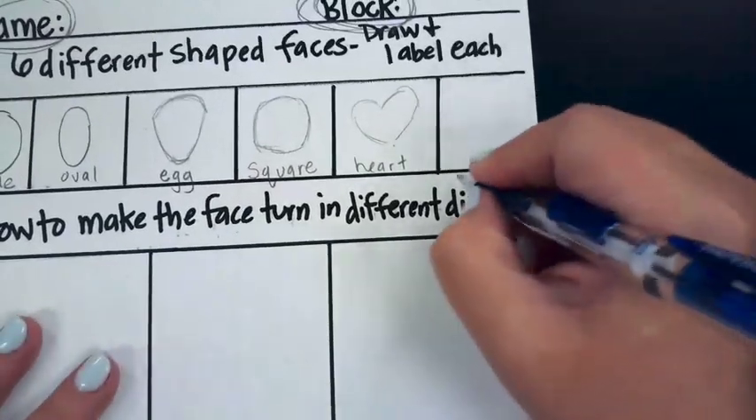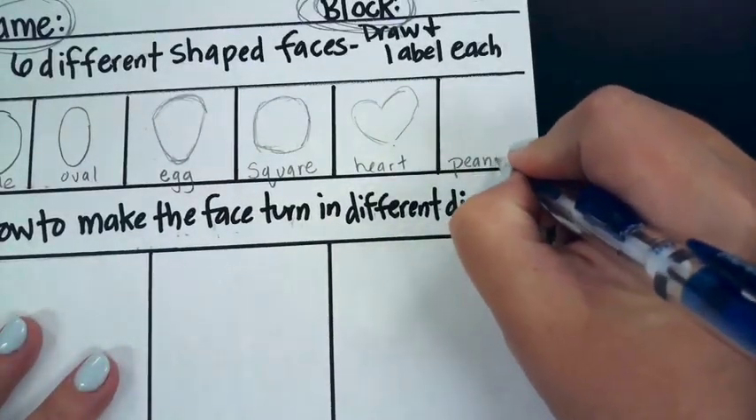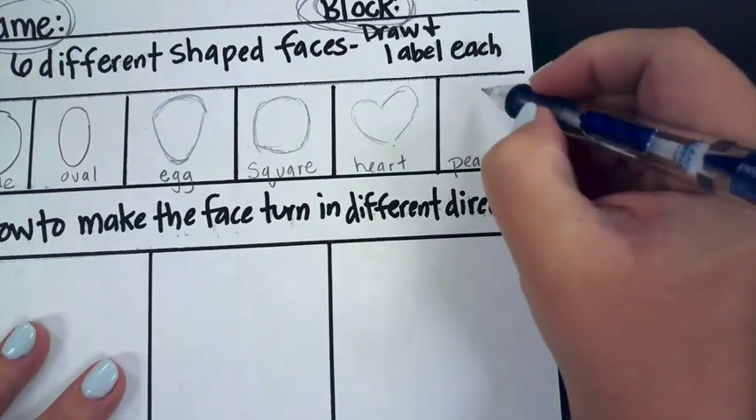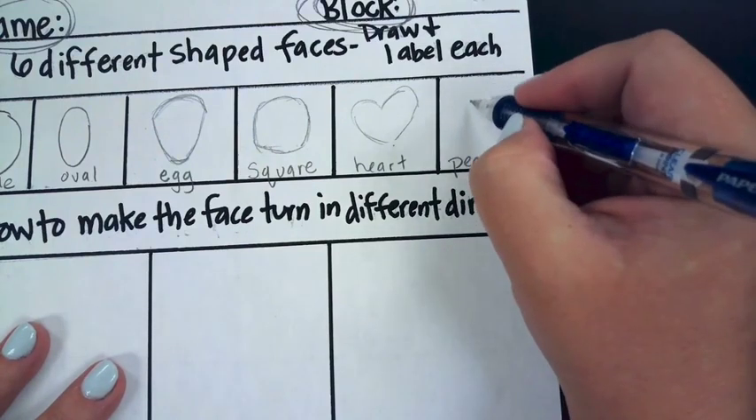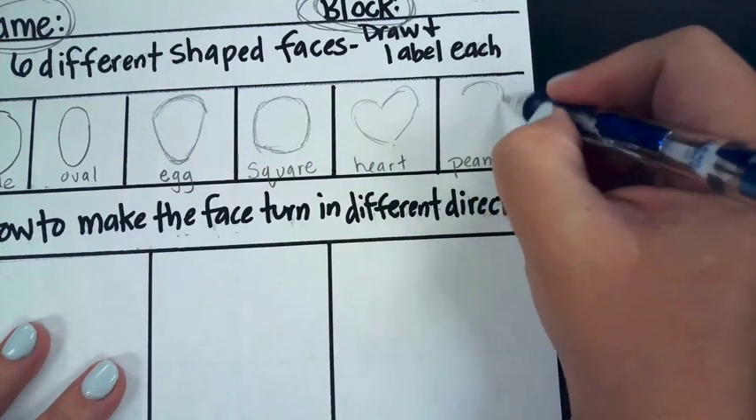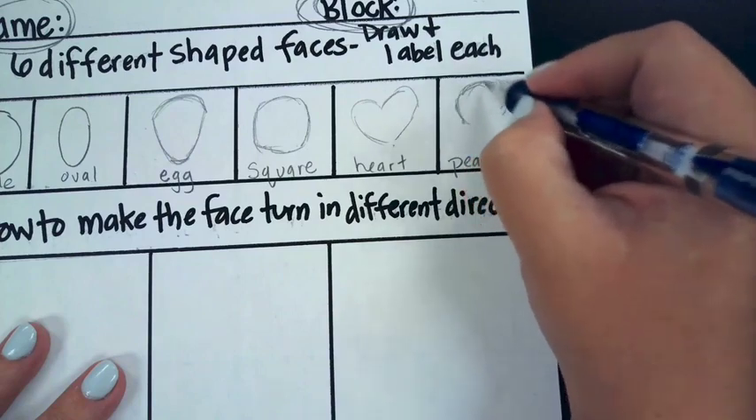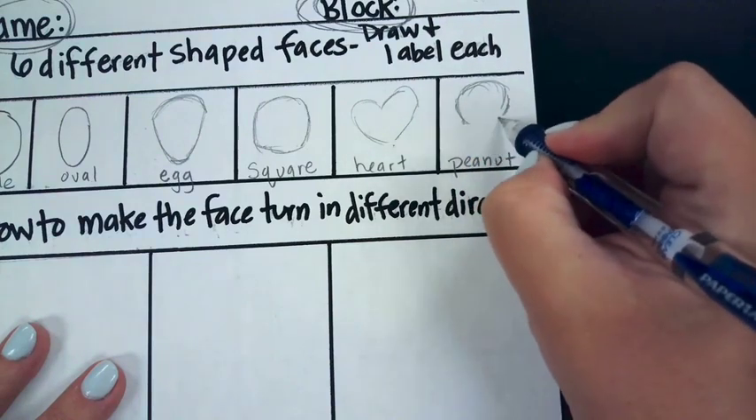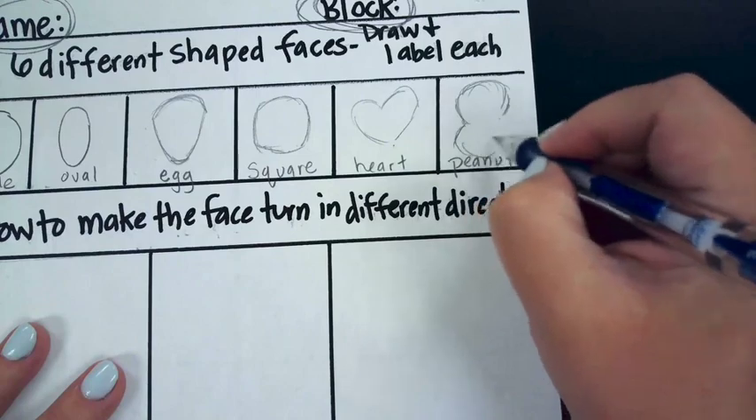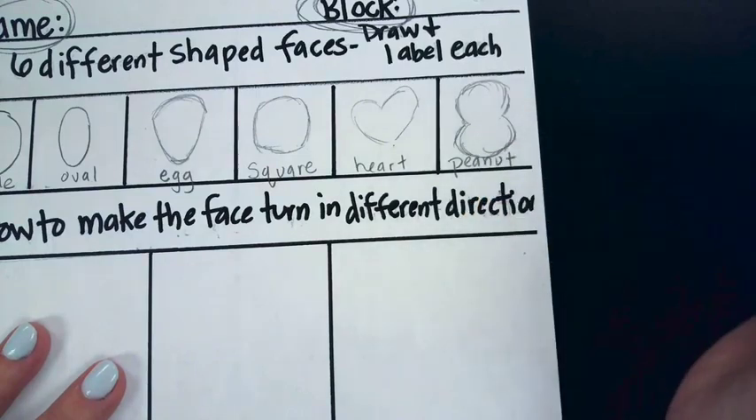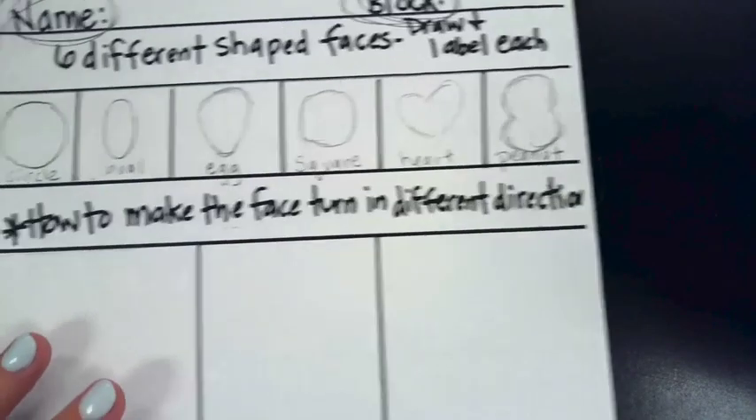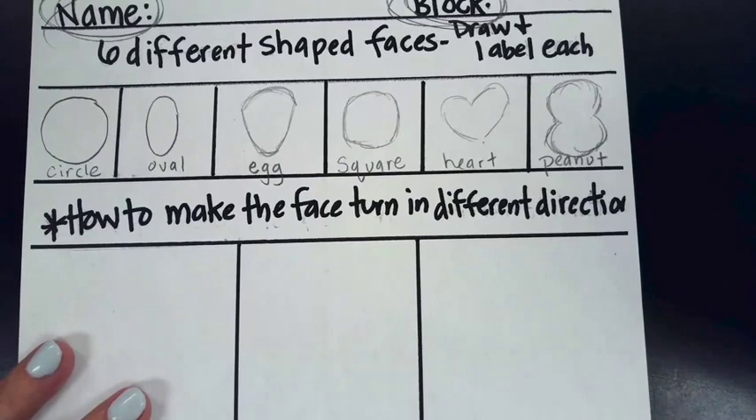Then we have our peanut shaped head, and that one looks like a peanut, and mainly because this is mostly people that have big beards, and so it kind of goes in at the eyes and then back out where that beard is at the bottom. And those are our 6 different shaped faces.